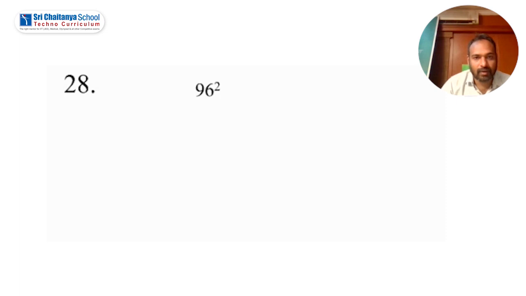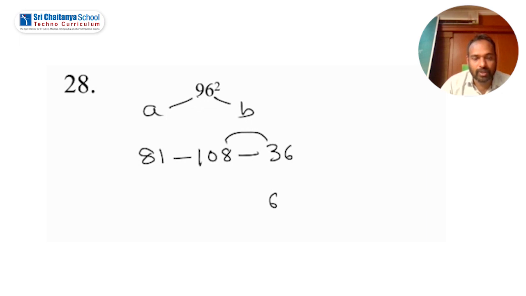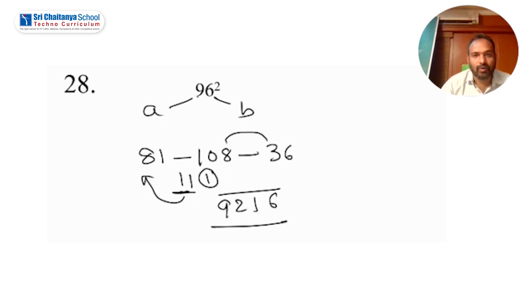96 square, A is 9 and B is 6. 9 square is how much? 81. 2AB, 2 into 9, 18. 18 into 6, how much? 108. Then, how much? 6 square. What is the value of 6 square? 36. Drop 6 here. Carry forward 3. 108 plus 3 is how much? 111. Drop this 1 in the answer and carry forward the remaining 2 digits. 81 plus 11, how much? 92. So the answer is 9216.